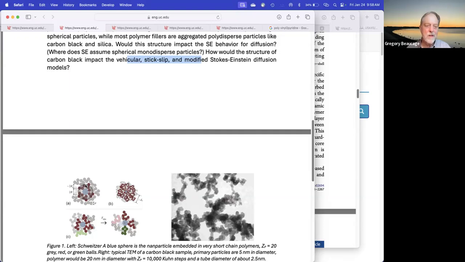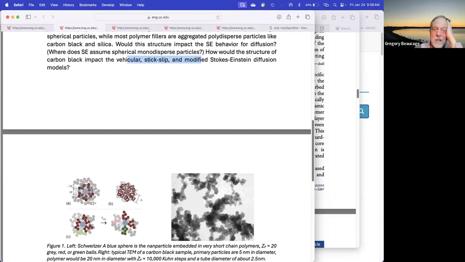You can have bound rubber or bound polymer on the surface of these particles. That's been shown, but how that would affect transport is complicated. And anyway, the size of a single primary particle isn't even important to the transport of the whole aggregate. It's a whole object that moves. So the slide, you could talk about here, think about it.